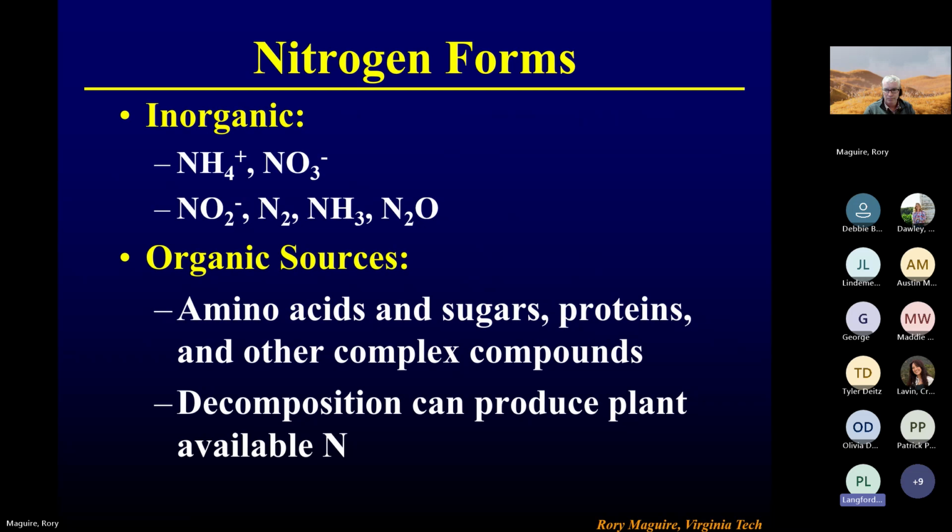And so the different nitrogen forms for inorganic, or what plants can take up, we have ammonium and nitrate. And then plants cannot take up nitrite, gaseous nitrogen, ammonia, and nitrite, I believe. And then some crops can also take up organic sources like amino acids and sugars, proteins, and other complex compounds, as well as decomposition can produce plant available nitrogen.